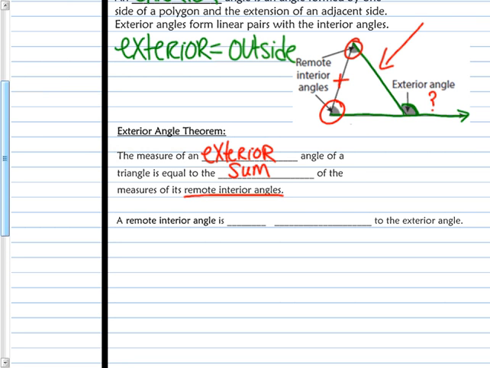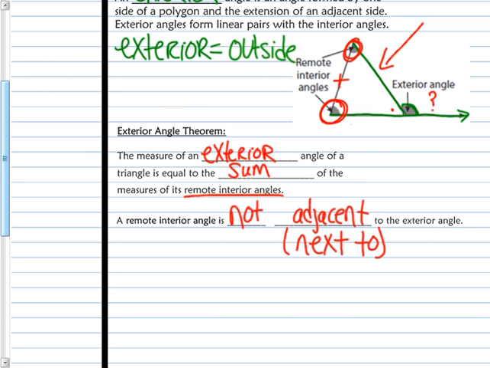Okay. A remote interior angle is not adjacent. We've used the word adjacent before in geometry, or it's not touching, or it's not next to. So this interior angle right here, it's touching the exterior angle, or it's adjacent to the exterior angle. So that one doesn't count as one of the remote interior angles. This one that I've circled and this one that I've circled, those are the remote interior angles. And if we added those up, that would tell us the measure of the exterior angle.